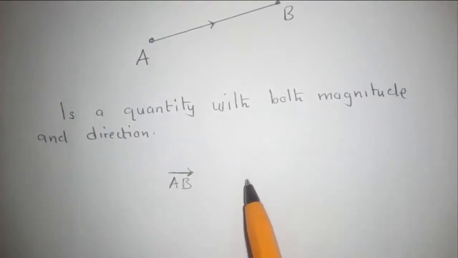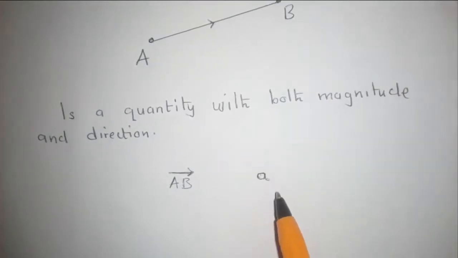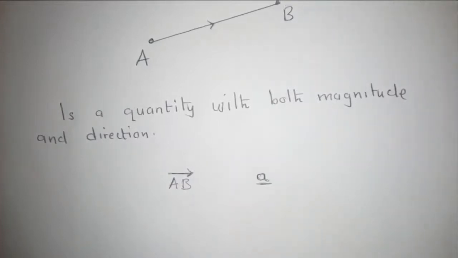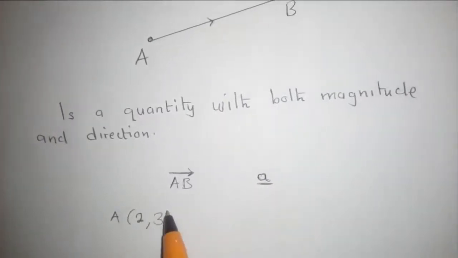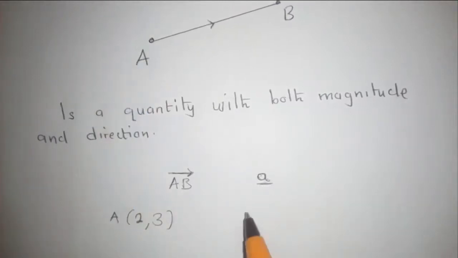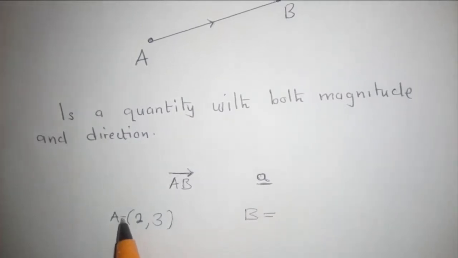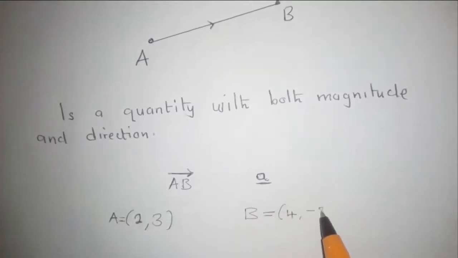Okay. In other ways, vectors may be denoted with a letter, maybe small letter a, and a bar down here. So you know that this is a vector. Okay. So now let's say point A is (2, 3). You know, there is a point here, and this is (2, 3), and B, or let me say B is maybe (4, -2).